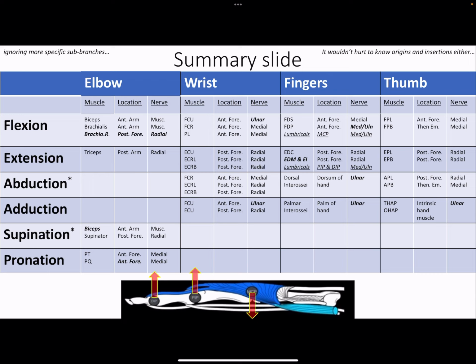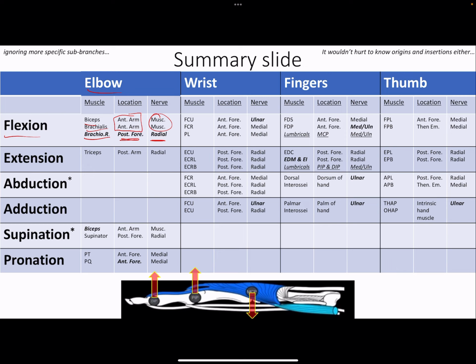All right, so if you want to flex at the elbow, you have three muscles: biceps, brachialis, brachioradialis. The biceps and the brachialis are the anterior arm. Brachioradialis is a little bit different, but again, remember, it's technically categorized as the posterior forearm group, and that's because, weirdly, it's innervated by the radial nerve. The other two are innervated by the musculocutaneous nerve.